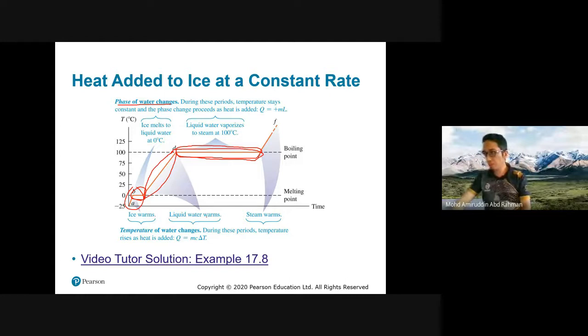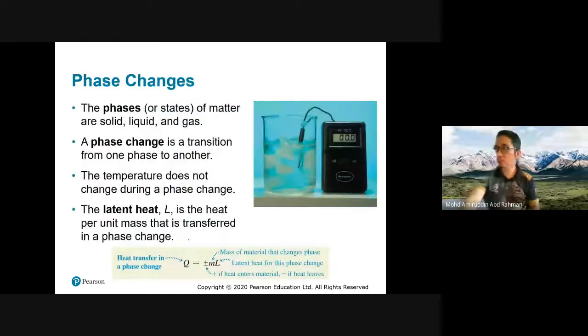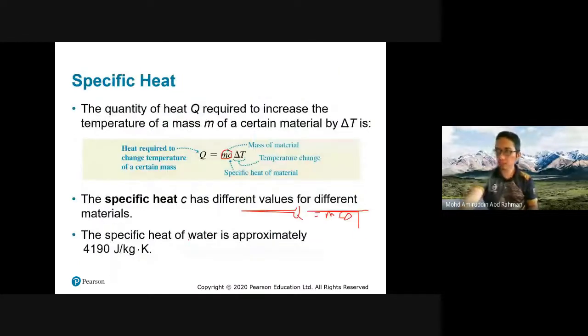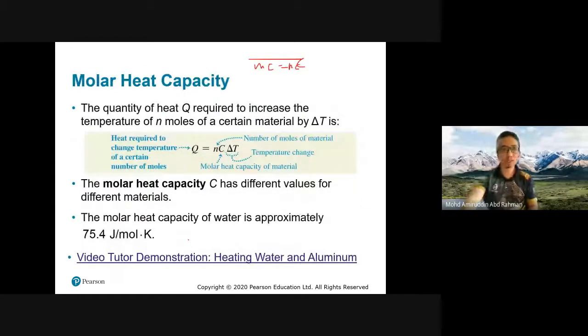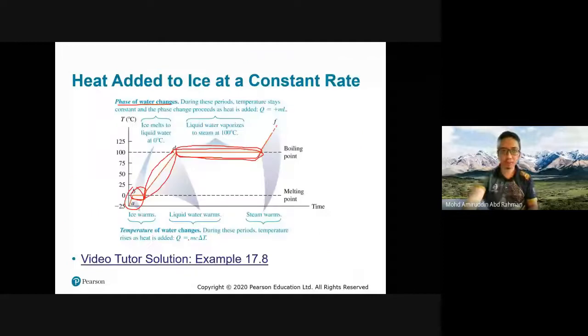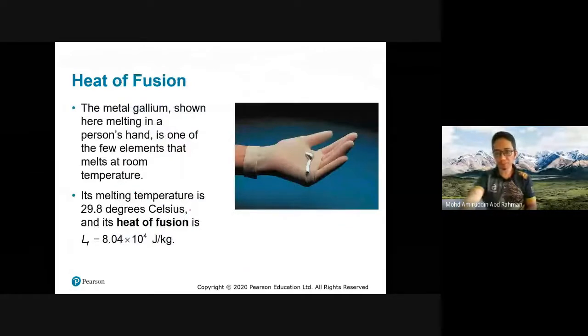During this step, when the water or the ice is heated up, we can measure Q equals mc delta T, because there is a temperature change. So we use this one. The specific heat and also the molar heat can be quantified. When there is a phase change, then the measurement is in terms of mL. We have the heat of fusion.